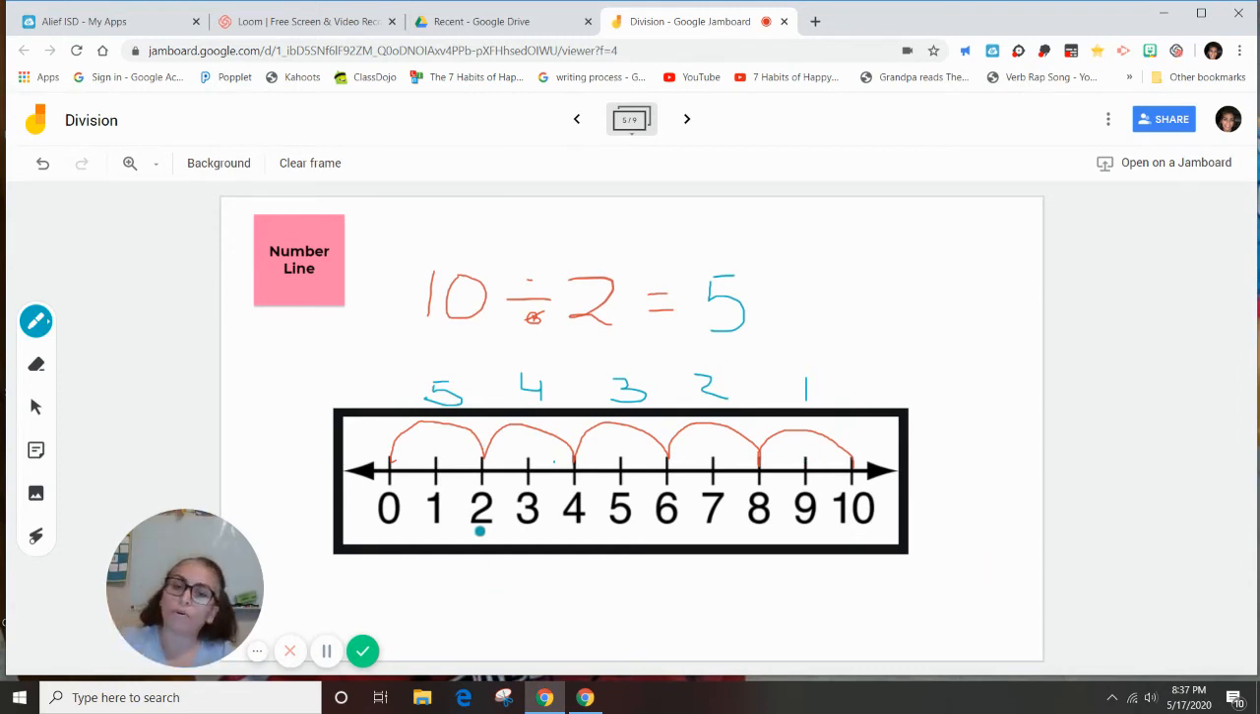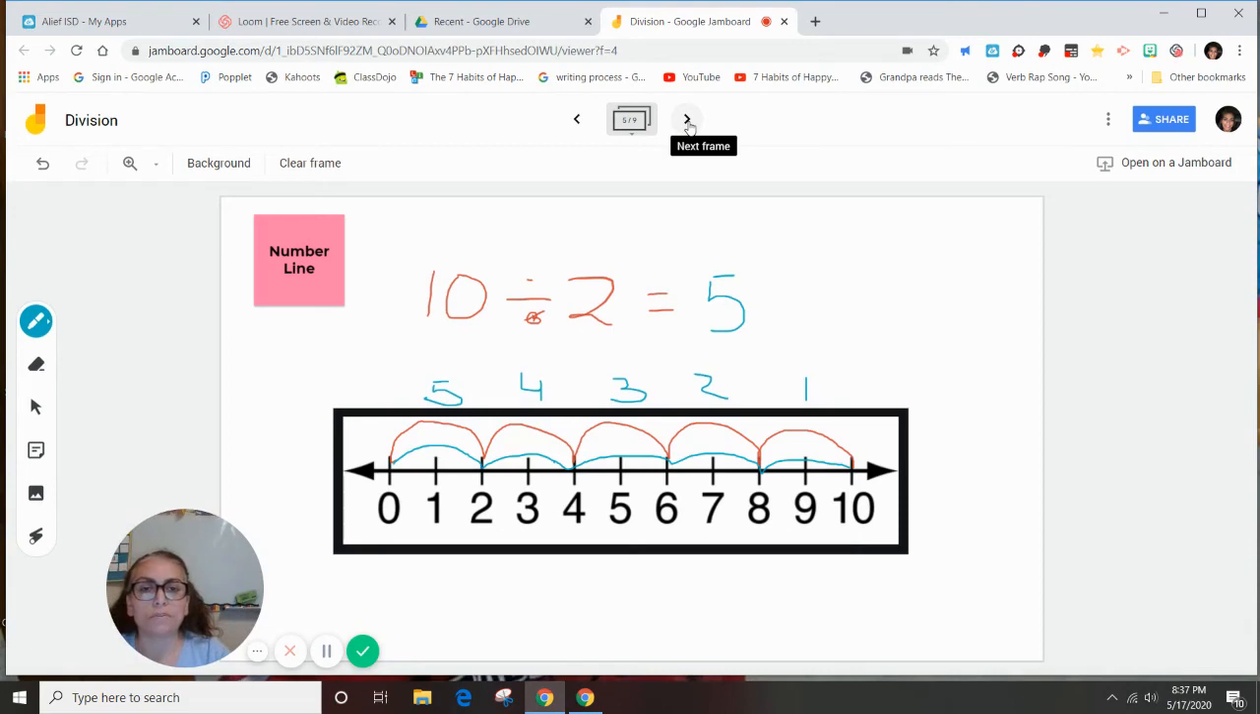And I can do that forward. Remember, I told you I can do groups of 2. These 2 are going to be 1 group, 2 groups, 3 groups, 4 groups, 5 groups. And that's the way that I can use a number line to do division. It could be harder if we have a very big group, but it will still work. And it's like my skip counting, doing subtraction.